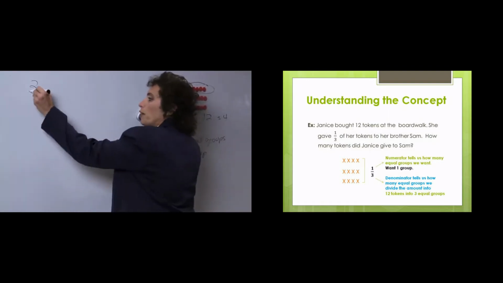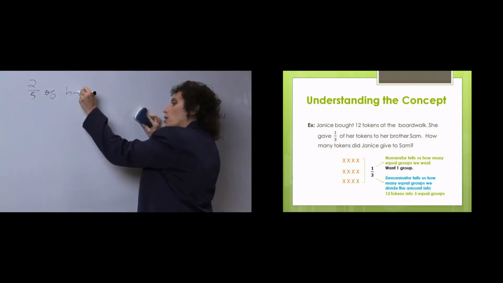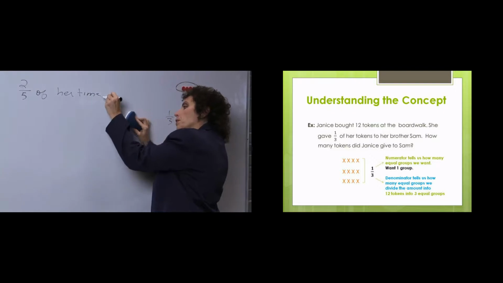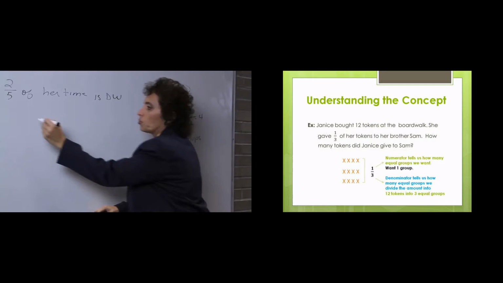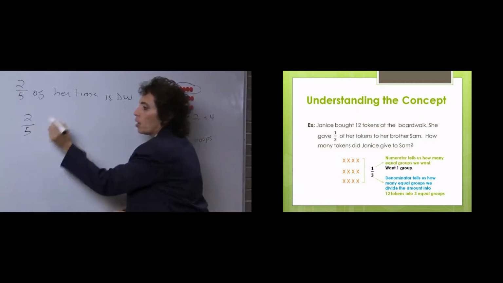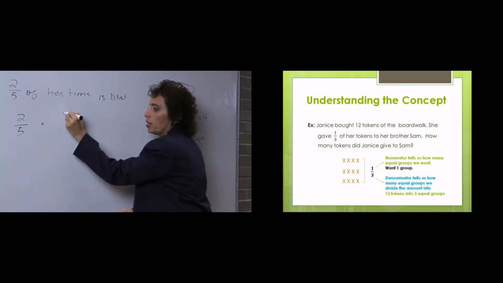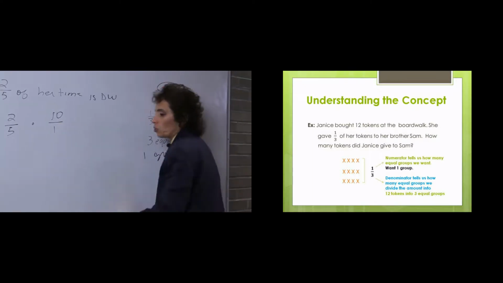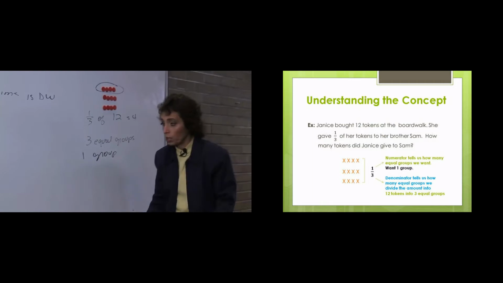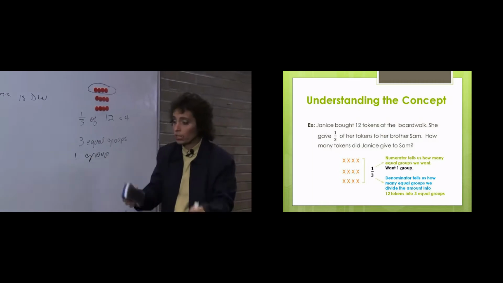Okay, so 2/5 of her time is dinosaur world. Well, 2/5 of her time, "of" means to multiply, her time was 10 hours, is in dinosaur time, equals what she spent in dinosaur time. That's what we're looking at. That's what that question is really asking.